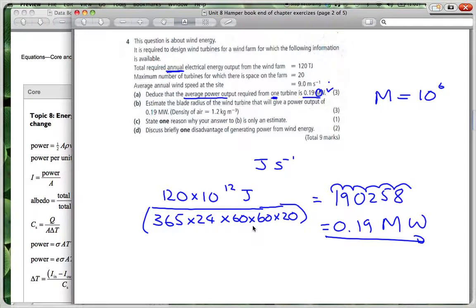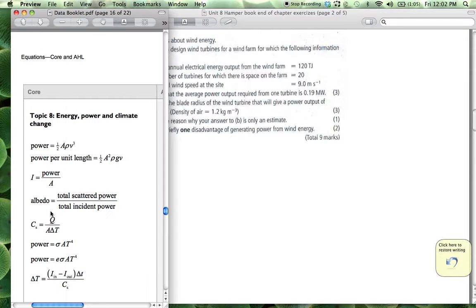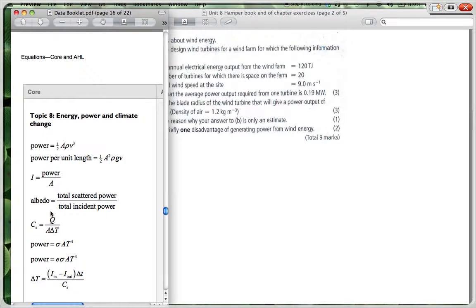Then it says estimate the blade radius of the wind turbine that will give a power output of 0.19 megawatts, and we're told the density of the air is 1.2 kilograms per meter cubed. So we need to go to our data booklet. Remember that this is the formula for power produced by wind: power is equal to 1/2 A rho V cubed.